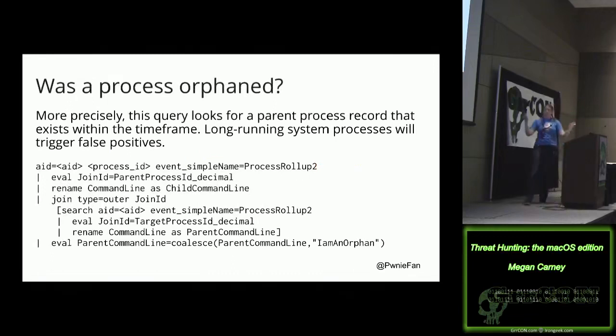So can we find that using our data? And it turns out you can. Basically, what you do is, again, this query looks complicated, but it's not all that complicated. All we're doing is looking at parent records and joining them to child records. And if the parent doesn't exist, call yourself an orphan.